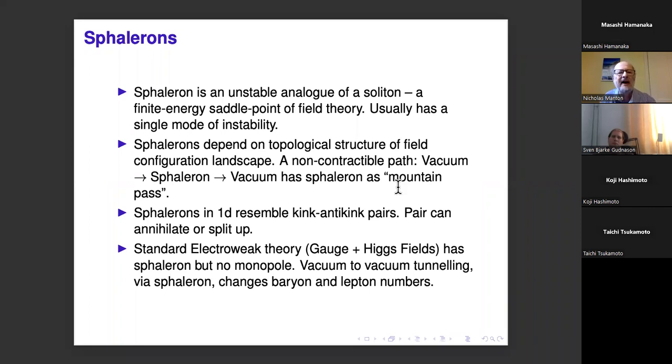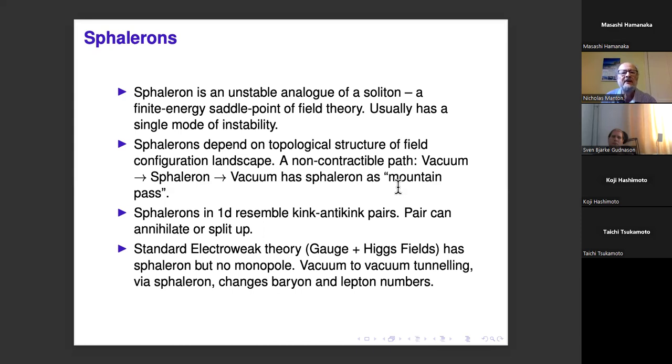So a Sphaleron is an unstable analog of a soliton. The word Sphaleron comes from the Greek word for unstable. And it's a finite energy saddle point of the field theory. It's analogous to a soliton because it has similar properties in that it's smooth, it's localized, and it has a finite energy. And it tends to the vacuum at infinity, but still locally, it's very much a non-trivial solution.